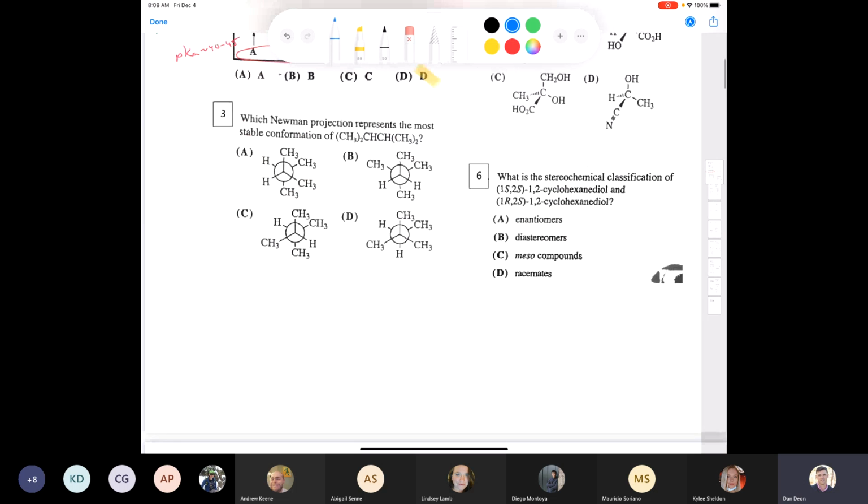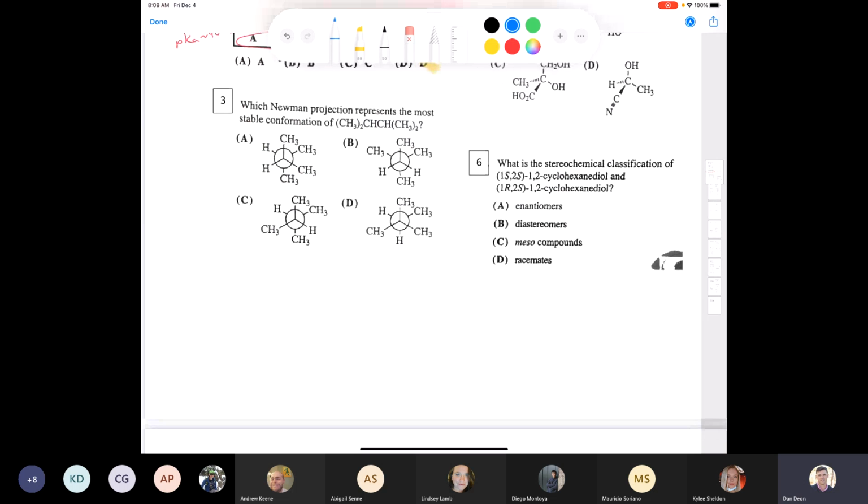All right, let's look at number 3. Which Newman projection best represents the most stable conformation of this molecule? Well, first, I think I will start out by drawing the bond line structure of this molecule. You can see that it's got a 4-carbon chain, so 1, 2, 3, 4, like this, and then I have a methyl group here and a methyl group here. So the compound is 2,3-dimethylbutane, okay? Now, I'll give you a second to look at these structures and see if you can figure out which one is the most stable conformation.